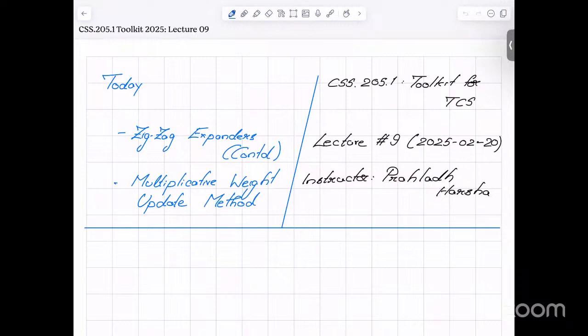Okay, let's get started. Welcome to the last lecture in the last part of the spectral component of this lecture series. This lecture will have two parts. The first part, which will be about half an hour, will be completion of the zigzag expander construction. With that, the spectral graph theory will be completed and we'll start a completely new topic. This will be just for the toolkit course, not for the high dimensional expanders sequence of lectures.